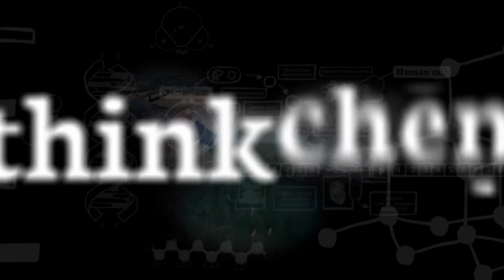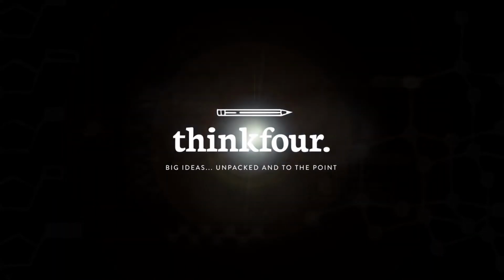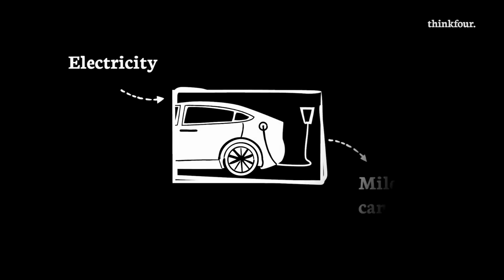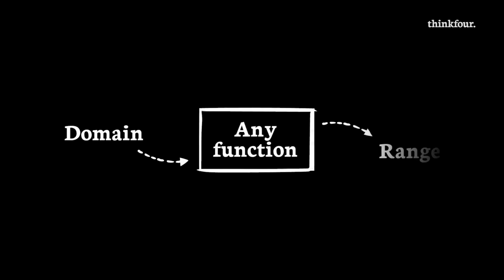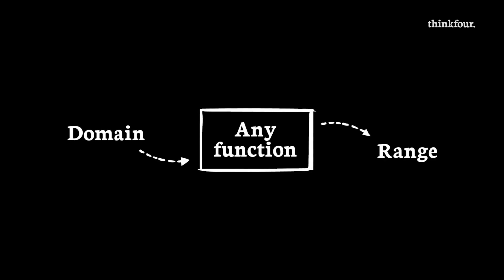This is Think 4. When I'm charging the battery of my car, the electricity I'm adding is the input going into my car. The input is like the x values that we enter into the function, and we call this the domain. How far my car can travel is the range of the function, and we use the same word in mathematical language. The range is the y values that come out of a function.